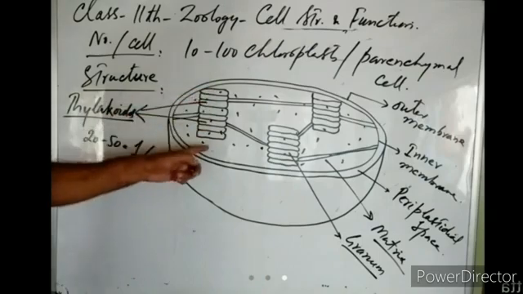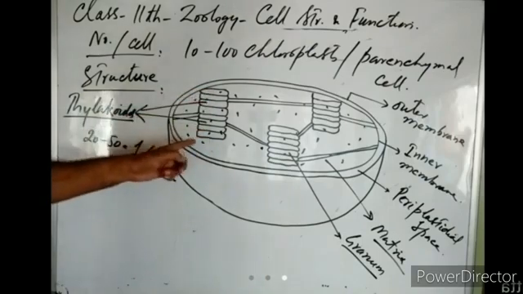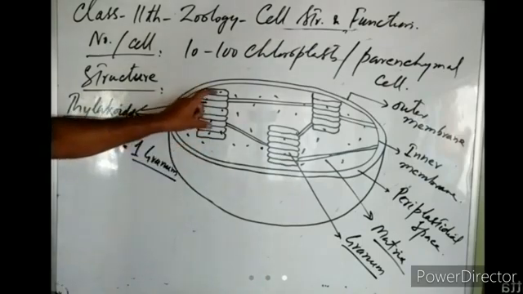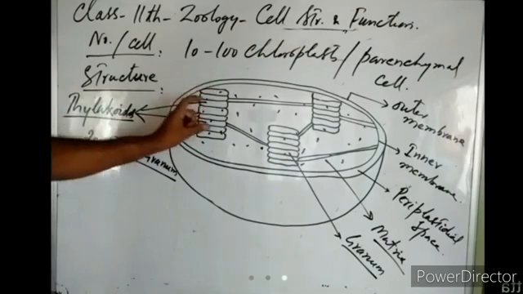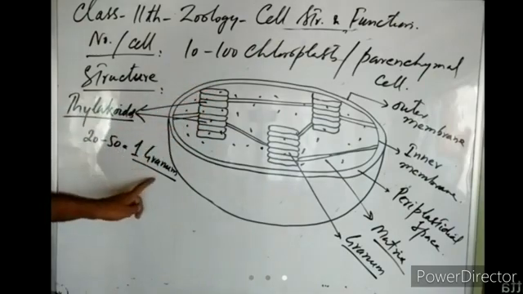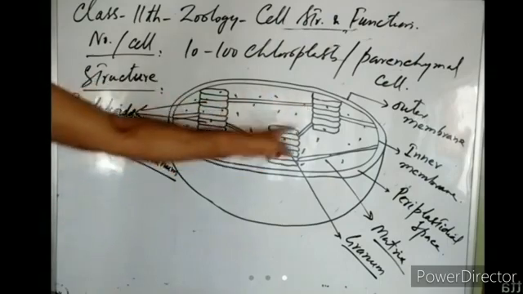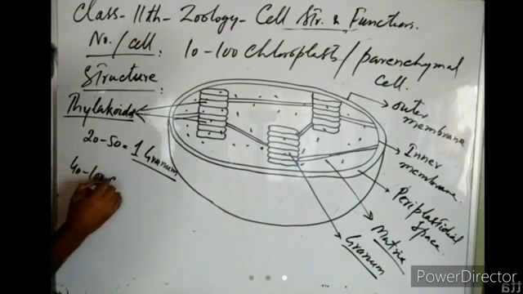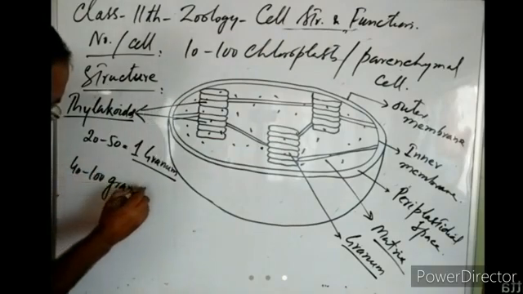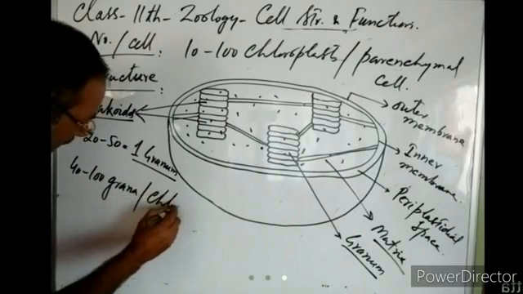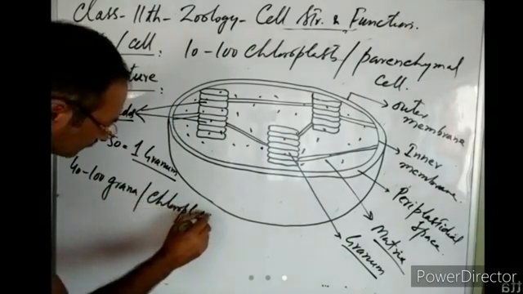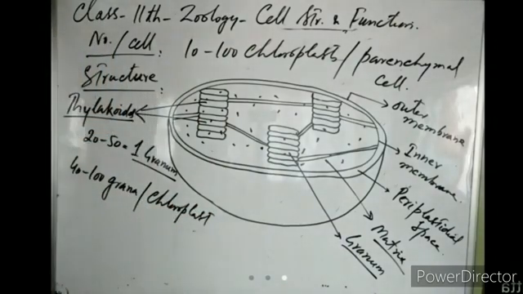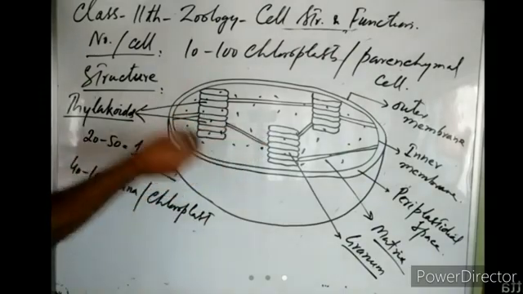20 to 50 sac-like structures are stacked upon each other and they form one stack known as a granum. How many grana are present per chloroplast? In a single chloroplast, there may be some 40 to 100 grana.